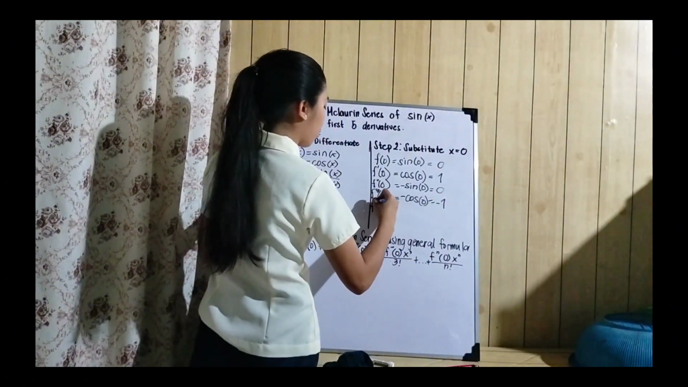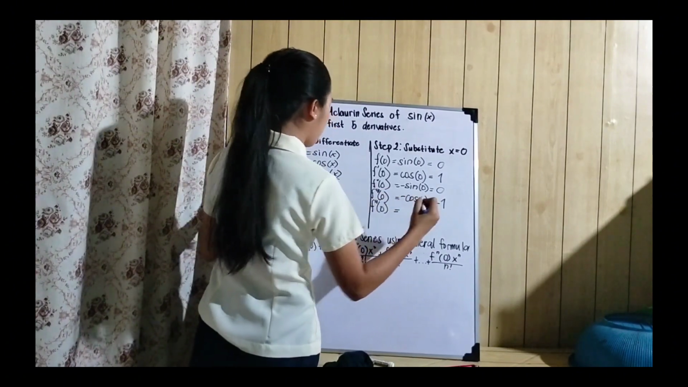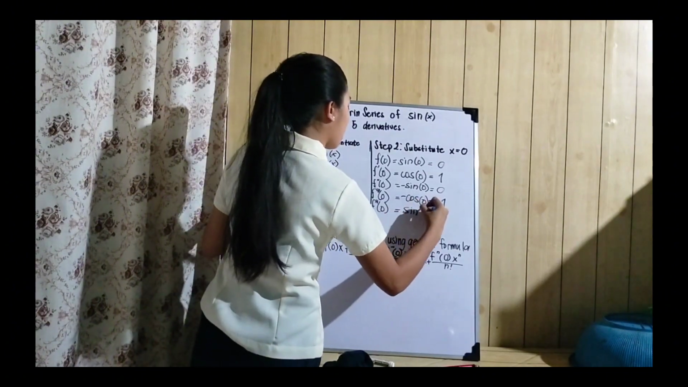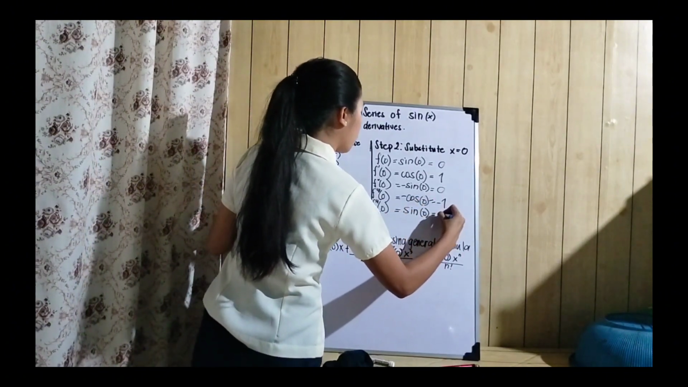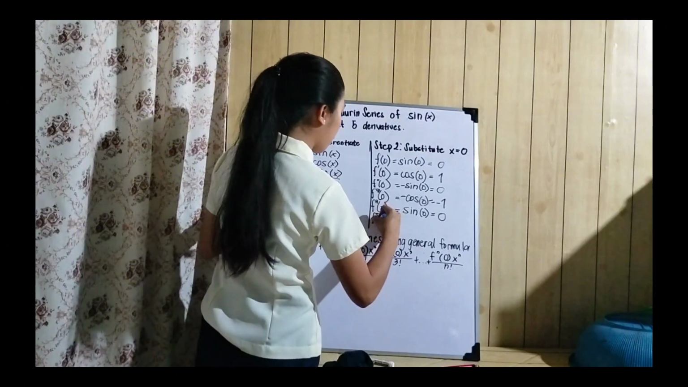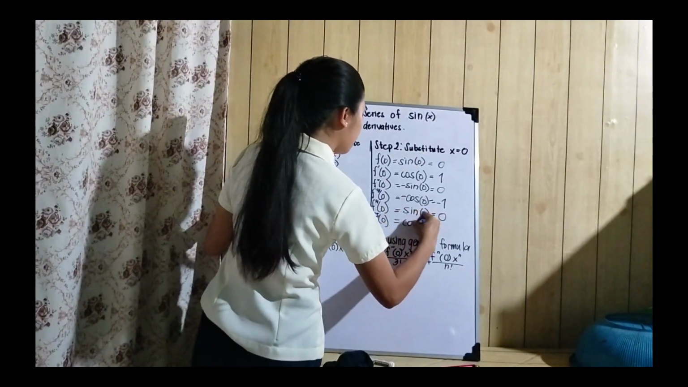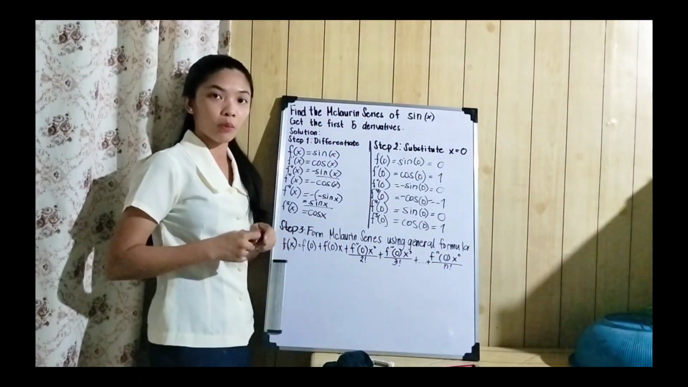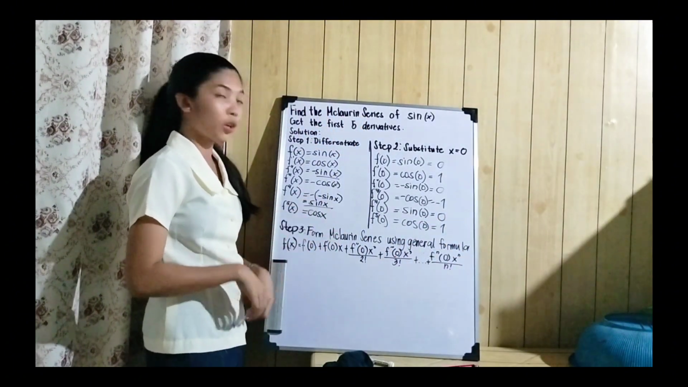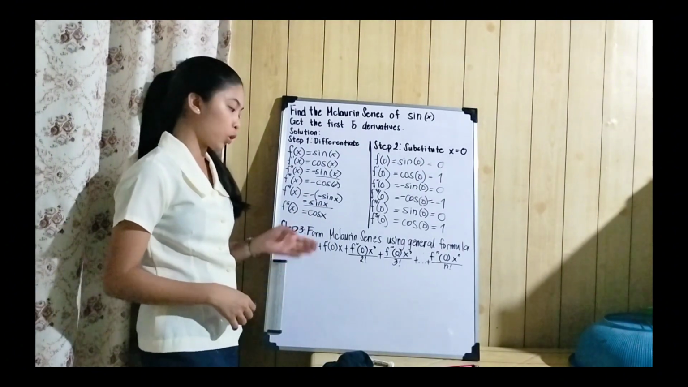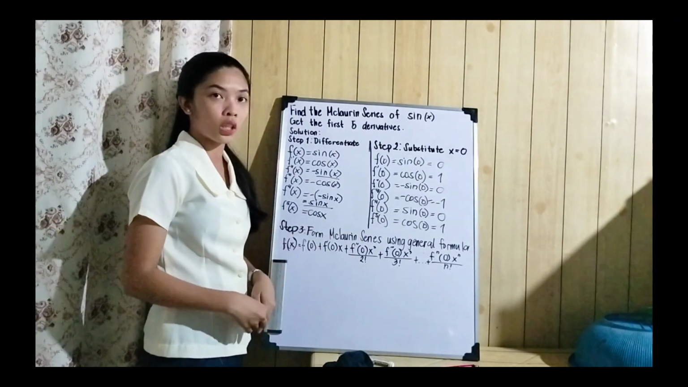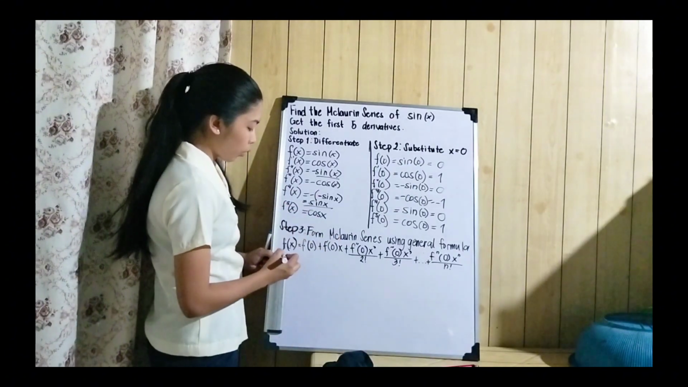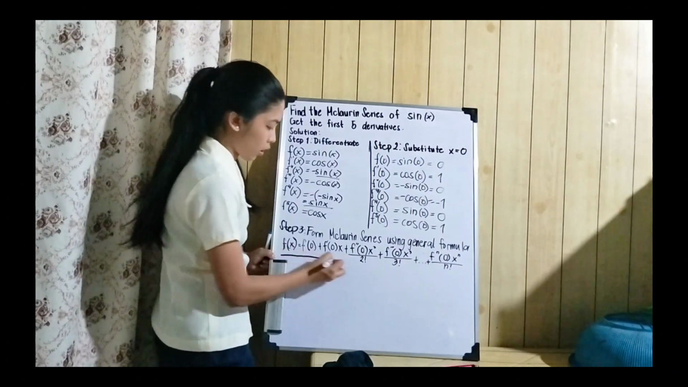So the fourth derivative substituted by the 0. So we have here sine of x. Sine 0 is equal also to 0. So the fifth derivative is cosine 0, which is equal to 1. Now that we already substituted the value of 0, now we can move to step 3, which is to form the Maclaurin series using the general formula. So the general formula for Maclaurin series is this one.